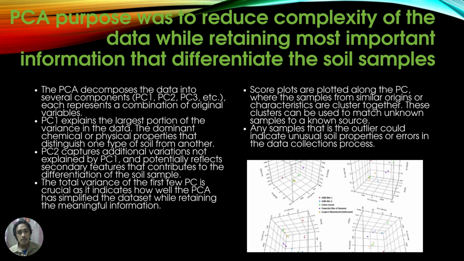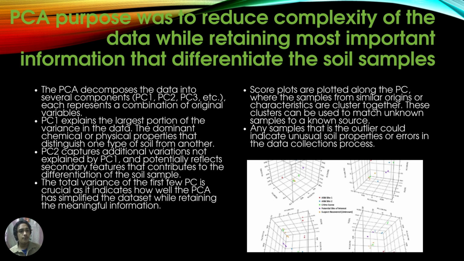As seen in the figure here, it is a PCA with four principal components. The PCA decomposes the data into several components. We have the first principal component, the second principal component, the third. There are many more, but each component represents a combination of the original variables. The first principal component, for example, explains the biggest portion of variance found in the data. In this case, the dominant chemical or physical properties that help distinguish one sample from another.